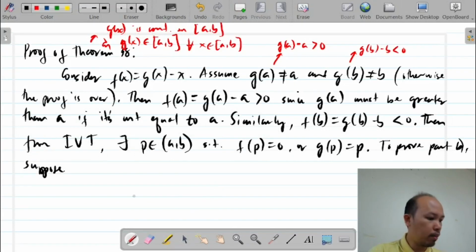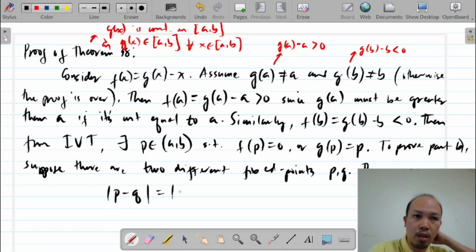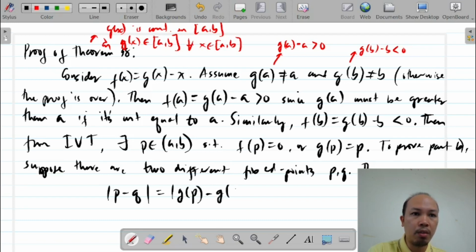We prove the uniqueness, no? So suppose there are two different fixed points, P and Q. Then P minus Q is equal to, we know that by the definition of fixed point, P is equal to g of P, and Q is equal to g of Q.